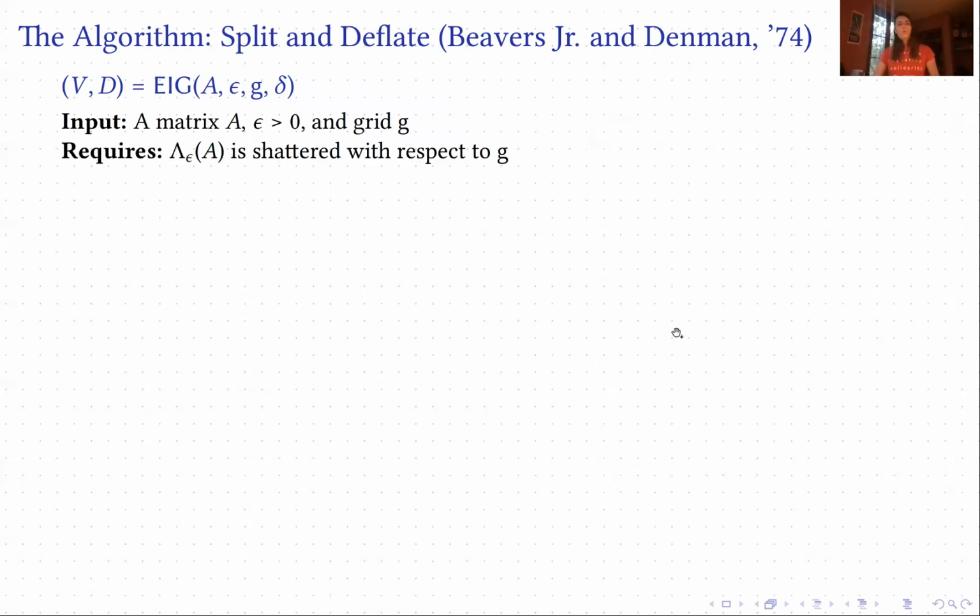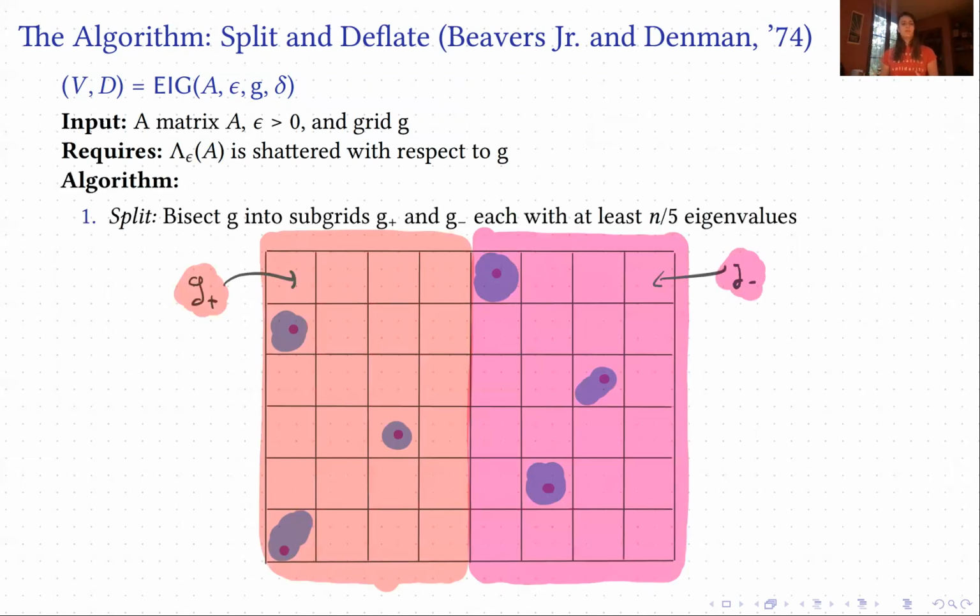So once you give the algorithm these three things, it proceeds in a couple of steps. So the first is we want to split the spectrum of A. So this means that we want to find two subgrids, G plus and G minus, of the input grid, each of which contains at least n over 5 eigenvalues of A. And it's a pleasant geometry lemma that you can always find a split that has this guarantee.